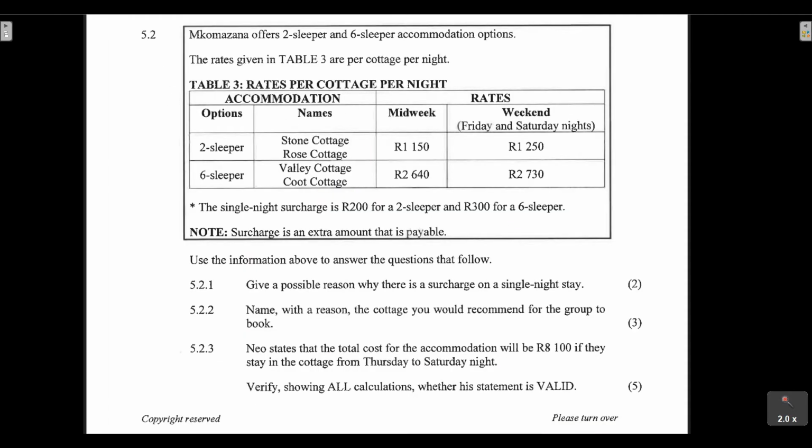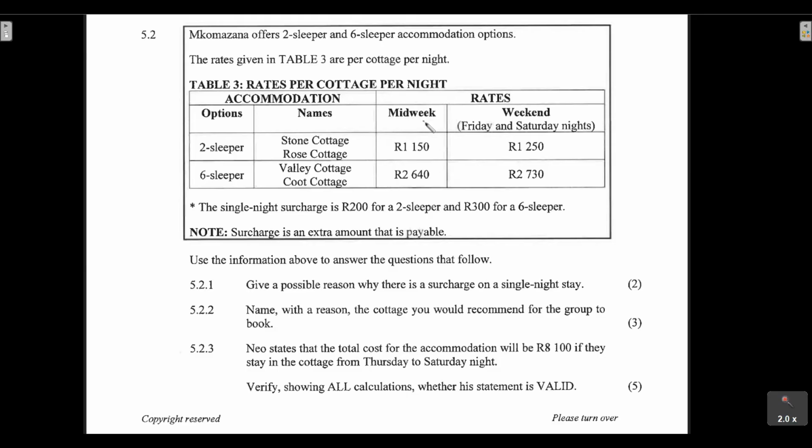So in question 5.2 now, we are told about the accommodation. So let's have a look. It says Nkomazana offers 2 sleeper and 6 sleeper accommodation options. The rates given in table 3 are per cottage per night. So this is table 3, and table 3 represents the rates per cottage per night. We are given the accommodation. So the options are, you can choose to get the 2 sleeper at Stone Cottage or Rose Cottage, or you can decide to go for the 6 sleeper at Valley Cottage or the other cottage.